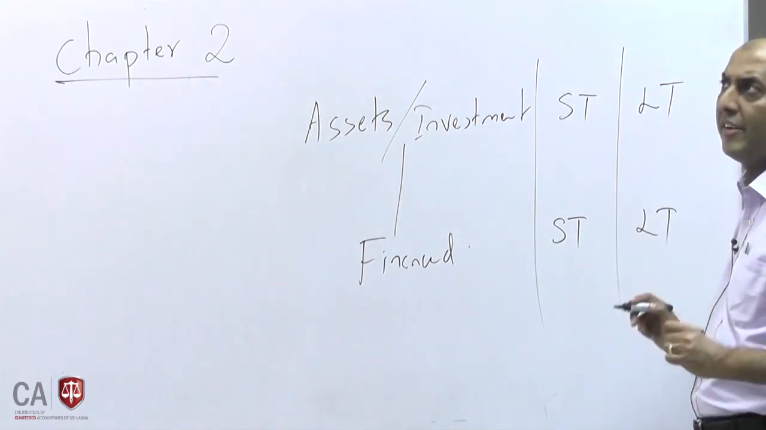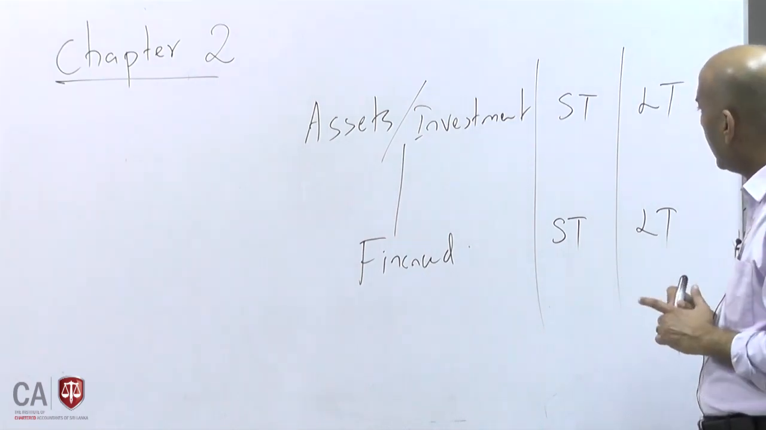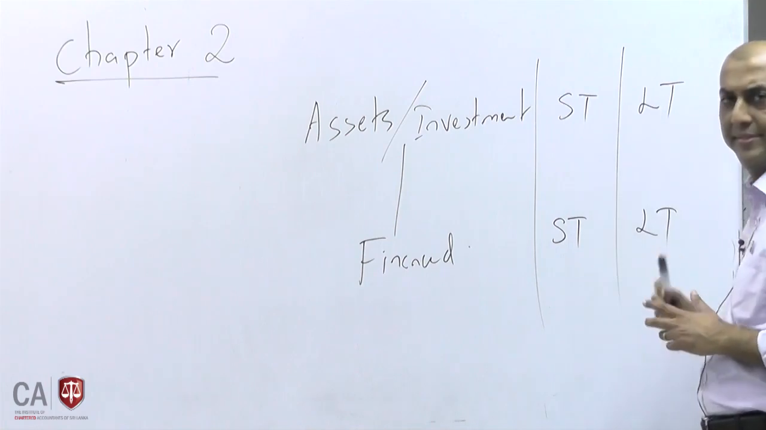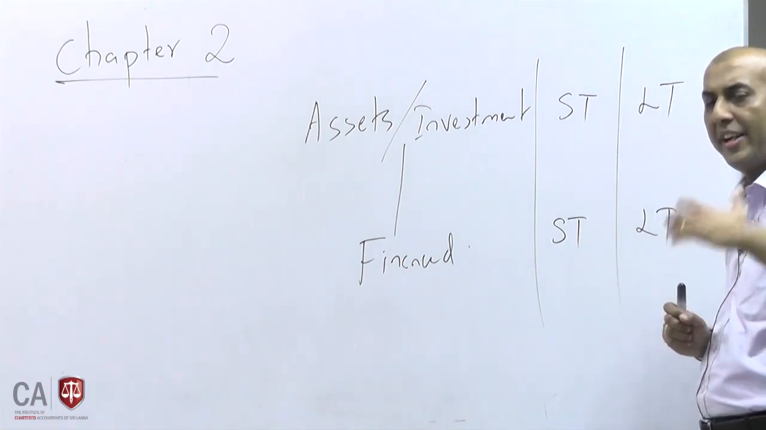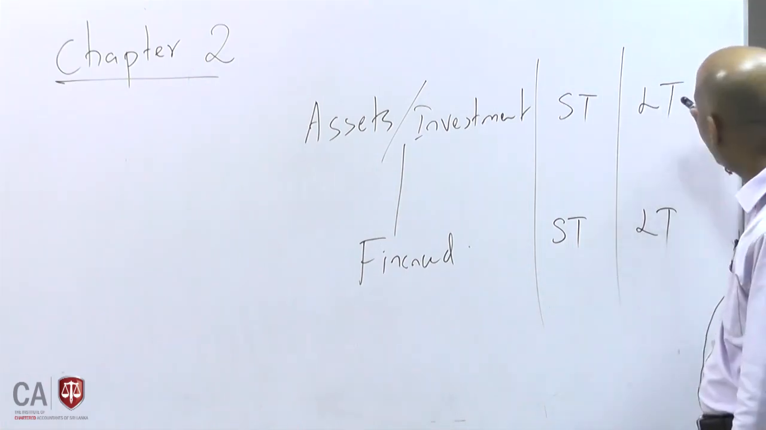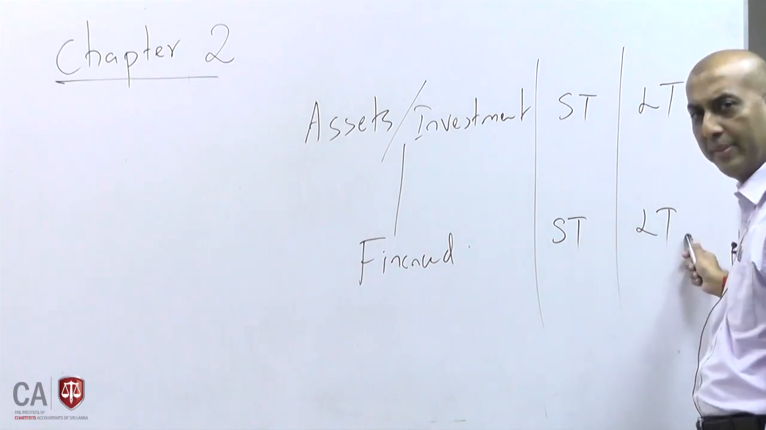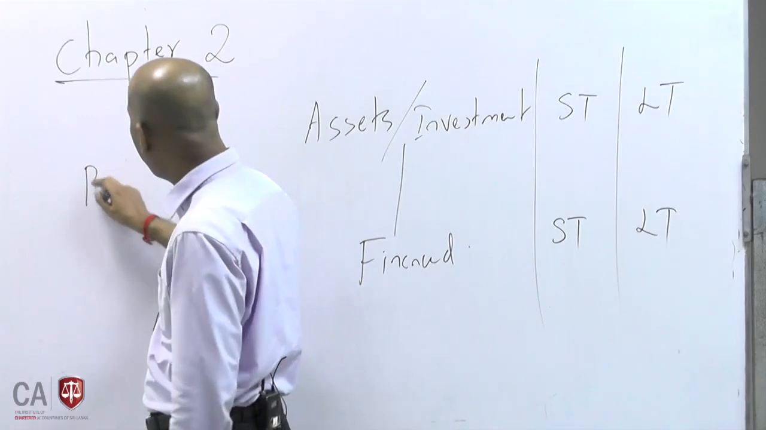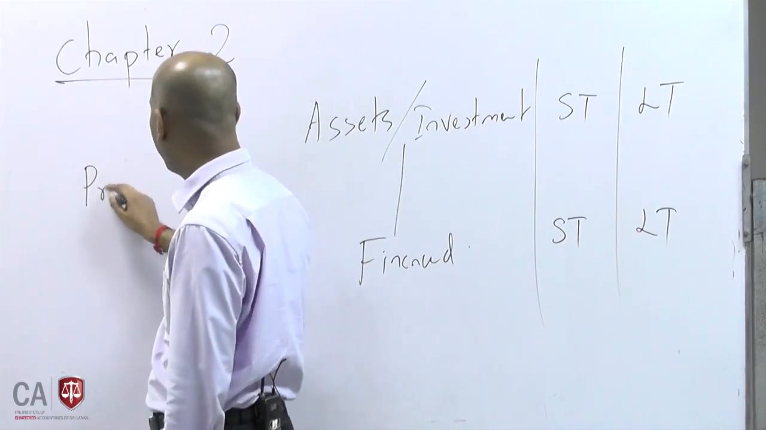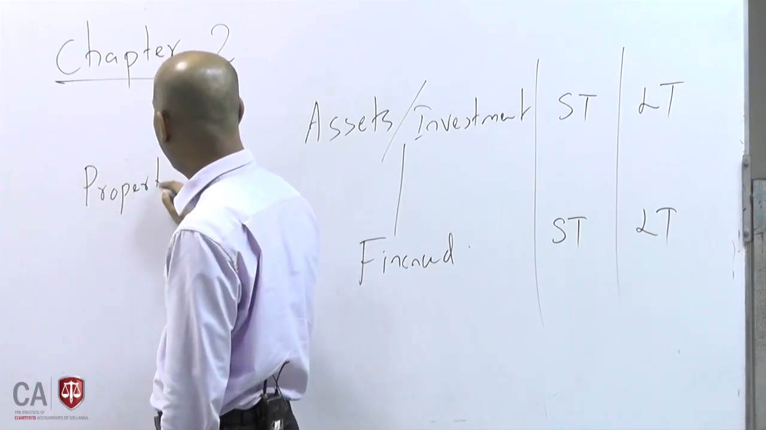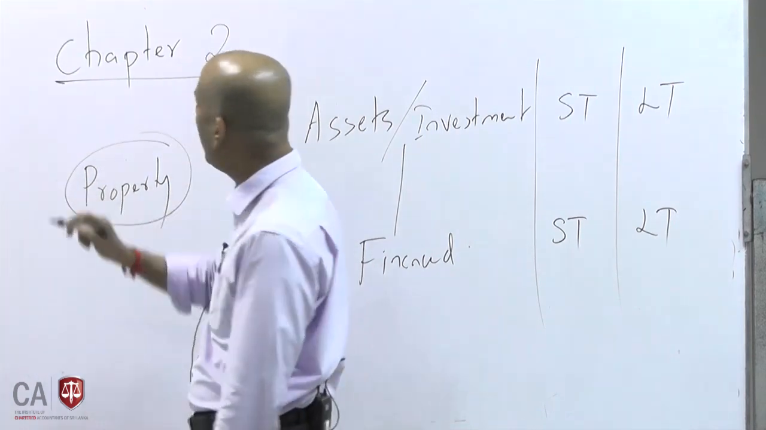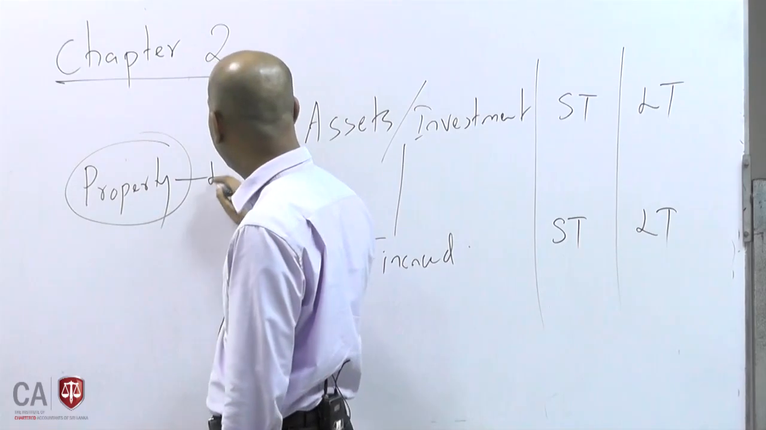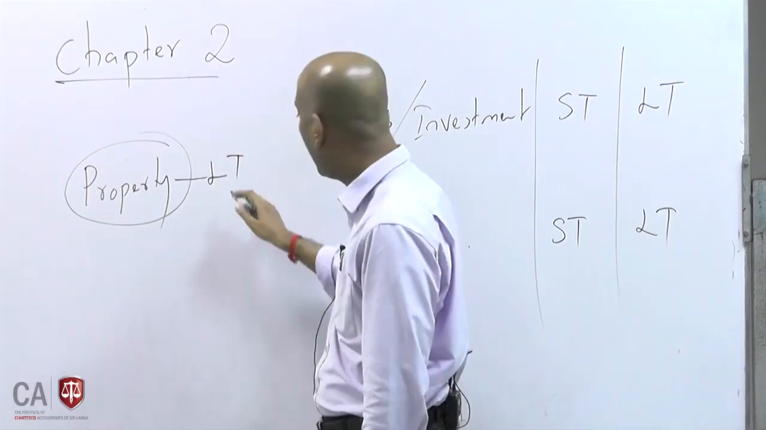You need to be very, very clear. This financing matching has to be done. Short term assets should be financed by short term, long term assets should be financed by long term. For example, if you are buying a PPE, or say property, simply take property. The property of the company is a long term asset or investment.